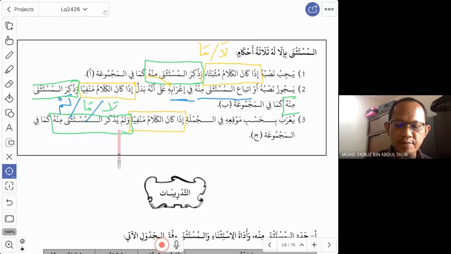So when it is not mentioned, what is the hukum? You cannot have mansub anymore. Okay, you cannot have mansub. So the only hukum that you can use is hasba mawqi'ihi fil jumlah. Depends on the location of the words in the sentence. So how do we do this?